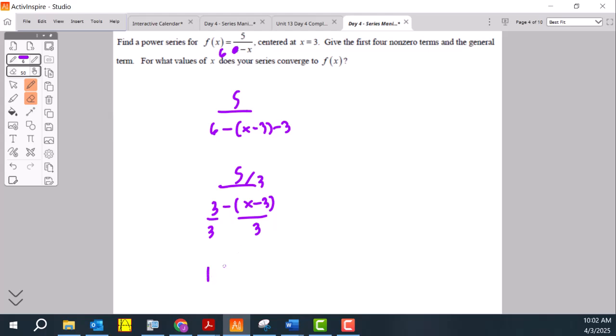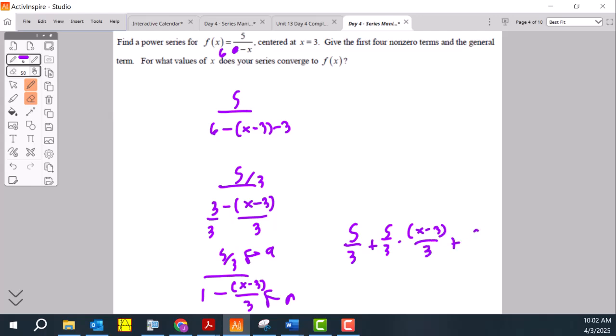So we have 5 over 3 times 1 minus, and then x minus 3 over 3. So our a is 5 over 3, and our r is x minus 3 over 3. So our series would be 5 over 3 plus 5 over 3 times x minus 3 over 3, plus 5 over 3 times x minus 3 squared over 3 squared, plus dot, dot, dot. And we can simplify those. So 3 times 3 is 9, 3 times 3 squared is 27, and so on and so forth. Okay, so keep that in mind when you're working.